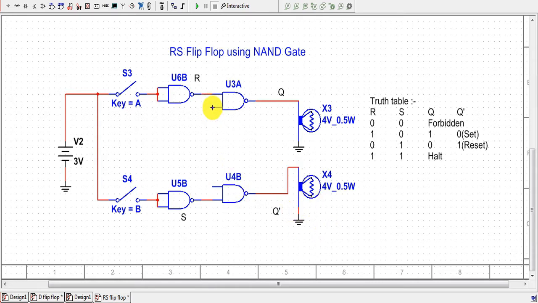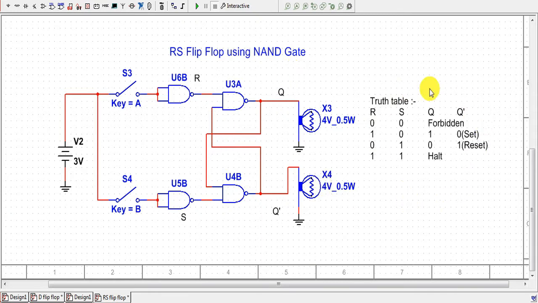Now we will apply the feedback. That is, the input terminal of the third NAND gate is connected to the output terminal of the fourth NAND gate, and the input terminal of the fourth NAND gate is connected to the output terminal of the third NAND gate. So this is the simple circuit diagram, or basically the wiring connection, of an RS flip-flop using NAND gates.